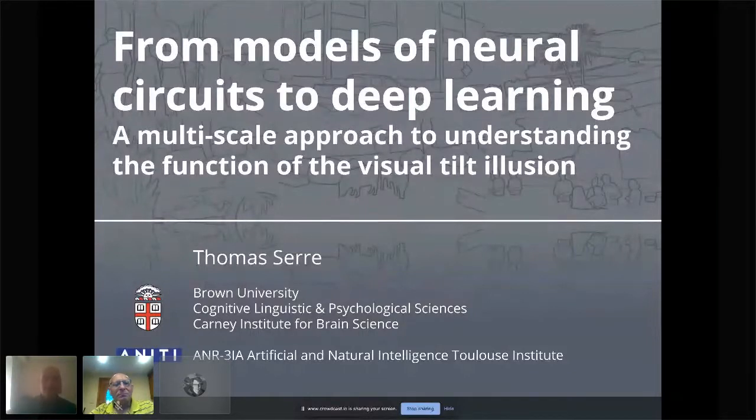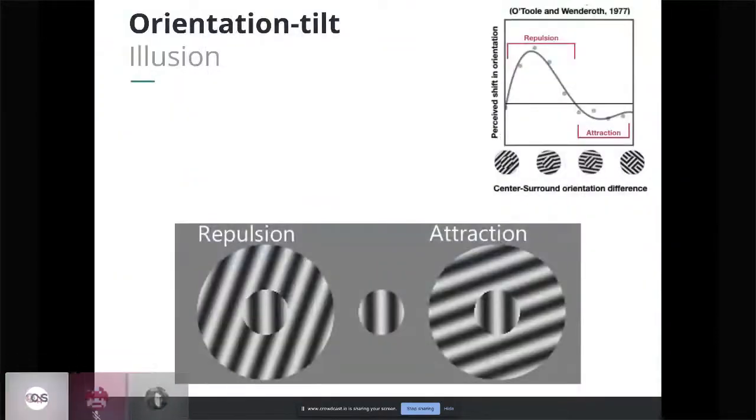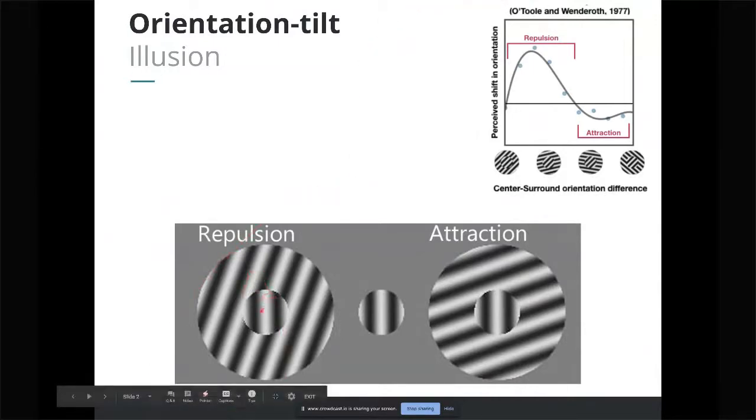So this talk is going to be about trying to understand an interesting visual illusion known as the orientation tilt illusion. Before I get into the weeds of my talk, because I don't think everyone in this audience might necessarily know about the illusion, I wanted to briefly review it. The perception of a center grating can be drastically altered by its surround. On the left here is a vertical grating, which should appear tilted to the left. On the right here is still a vertical grating, but that should appear tilted to the right.